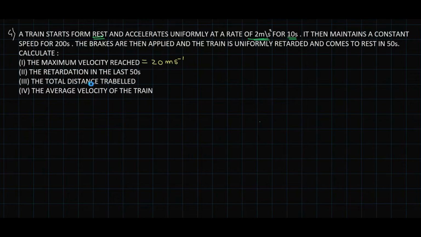The next part wants us to calculate the retardation in the last 50 seconds. It's obvious that after retardation, the final velocity v would be 0. The initial velocity u will be 20 meters per second. We have to find the retardation in the last 50 seconds. So we make use of the formula acceleration equals delta v over time t. Delta v is nothing but final velocity minus initial velocity, over the time t.